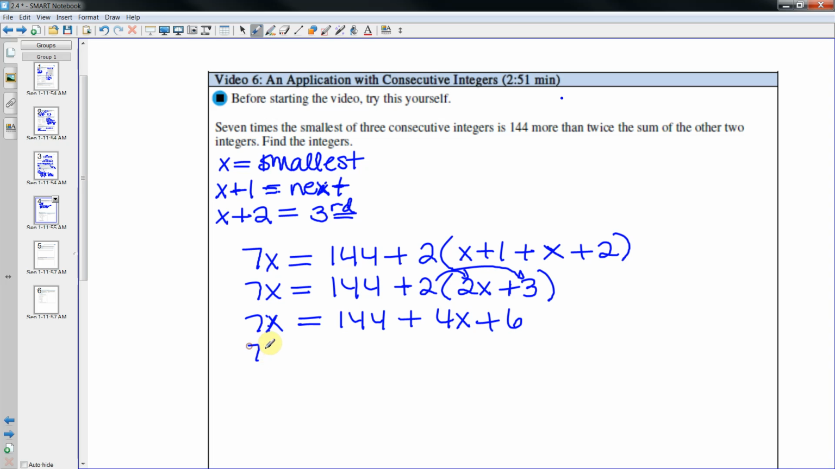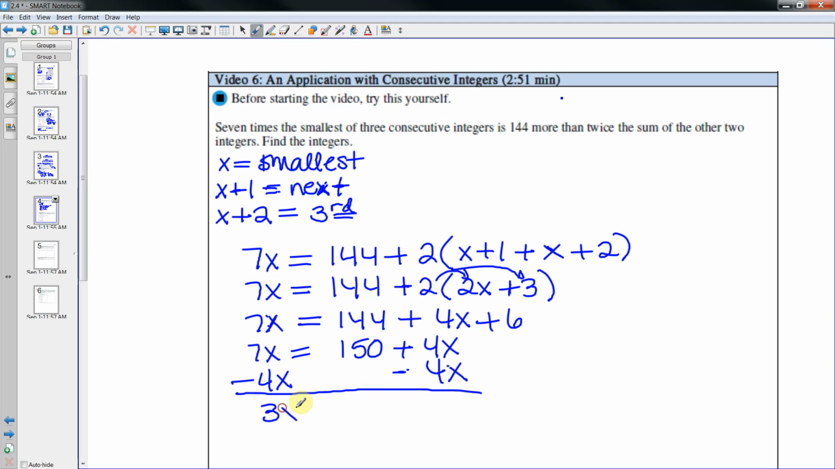Now let's collect like terms on each side. Can't do anything with 7x. 144 plus 6 gives me 150 plus 4x. Now I need to bring all my x's together. So I'm going to subtract 4x from both sides. Remember, you always do the opposite when you're moving from left to right. 7x minus 4x gives me 3x. So that equals my 150.